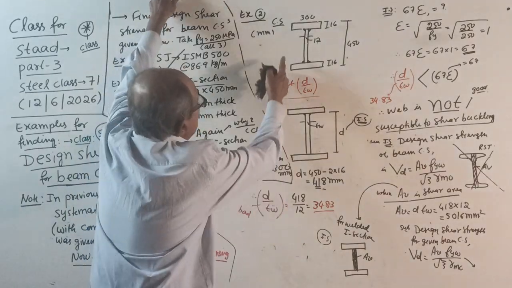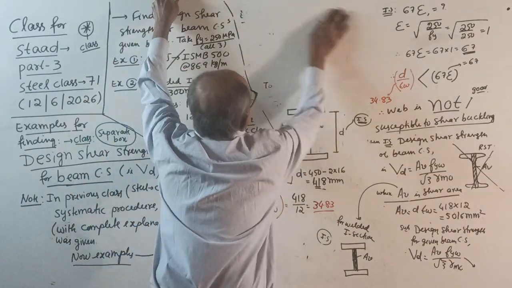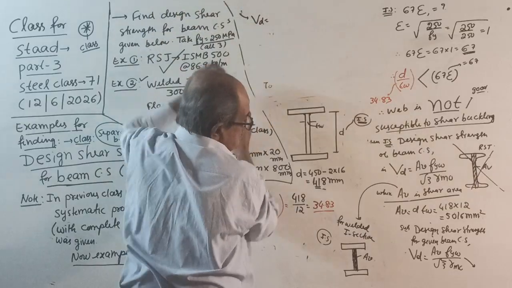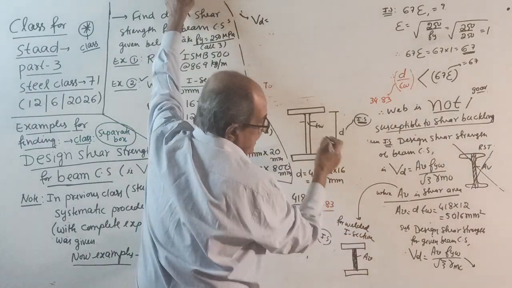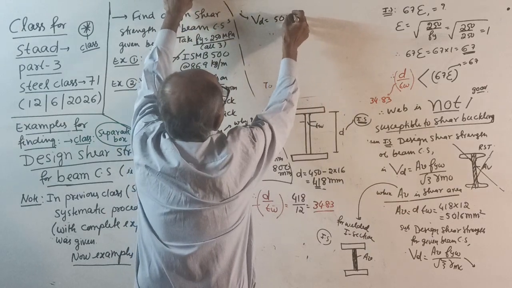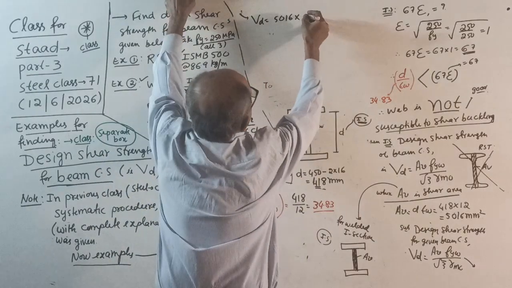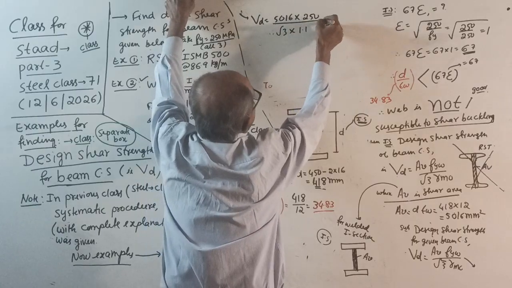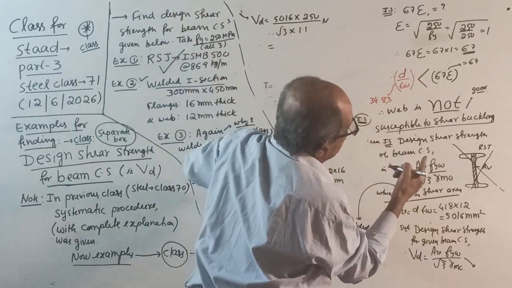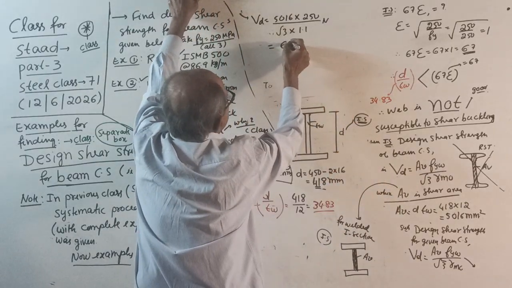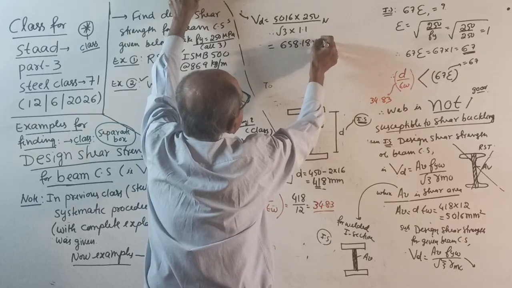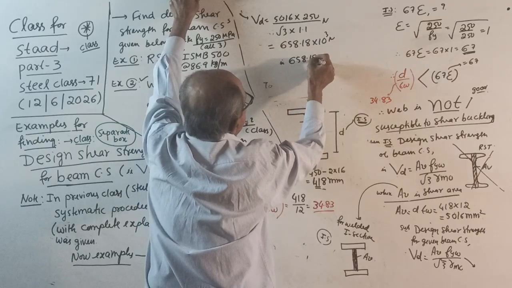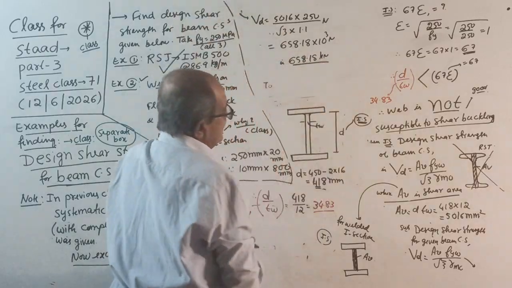Again, I will continue somewhere here now. This is not required. Okay, I will continue here. Continuing, Vd equals, substituting Av, 5016 into fyw 250 divided by root 3 divided by 1.1 newton. It will come, I wrote it down, 658.18 into 10 to the power 3 newton, that is 658.18 kilonewton is the design shear strength.